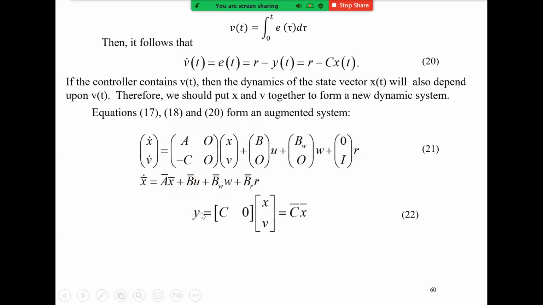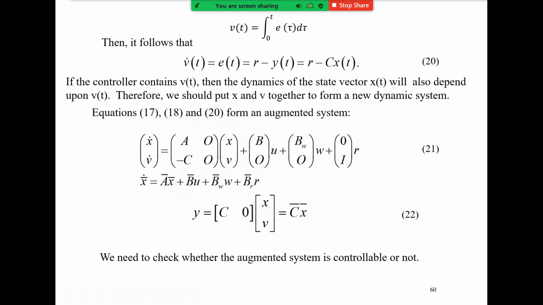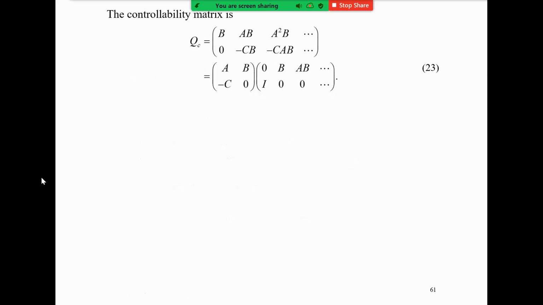How about Y? So Y we can also write in terms of C bar times X bar. Then this time, because we're looking at an augmented system, first we want to know whether the system is controllable or not. If it is controllable, then we can move on to stabilize it. So here you can check the controllability matrix.